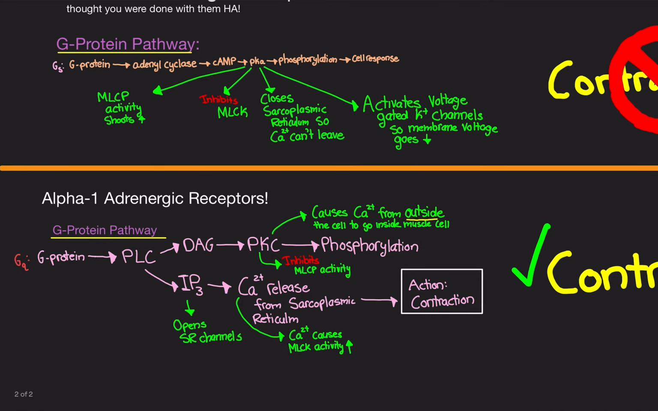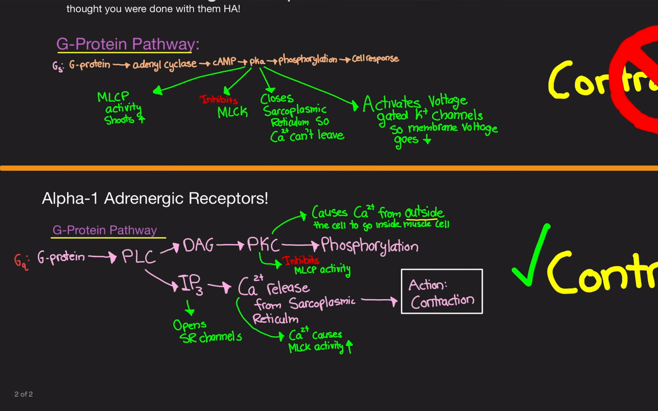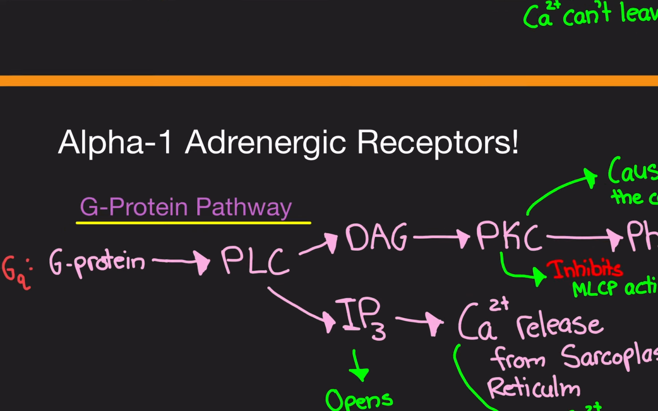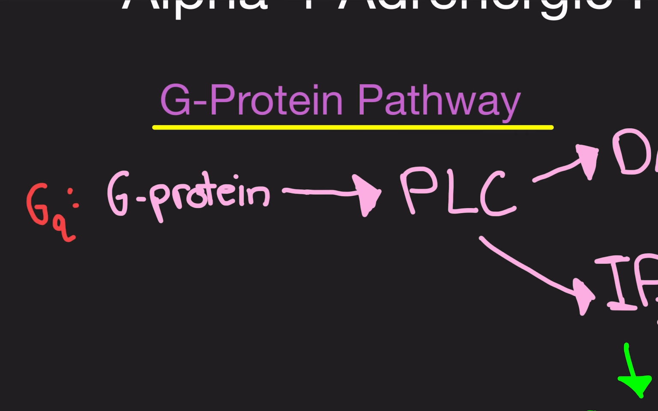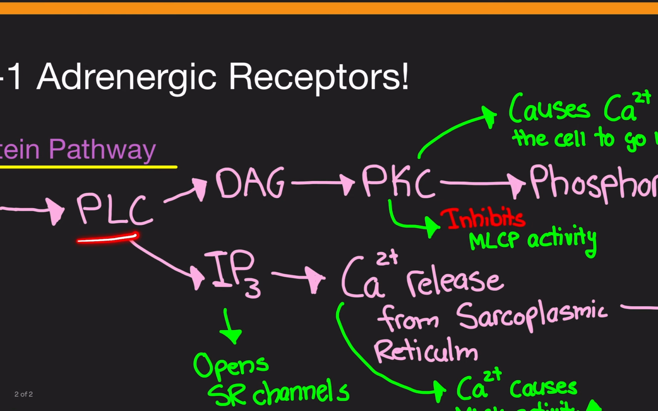Now, what about if you want contractions to happen in your smooth muscle? What do we do? Well, we use the alpha-1 receptors to do this. And once again, like I mentioned in the alpha-1 video, it uses the Gq pathway. So let's go over that. So you got our G protein, which activates PLC.